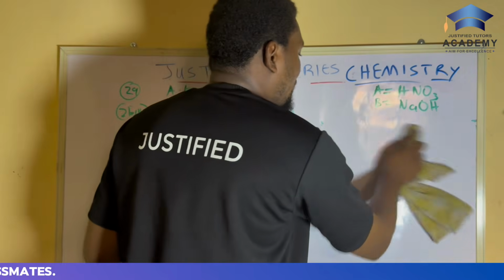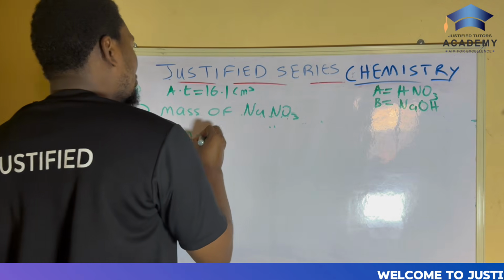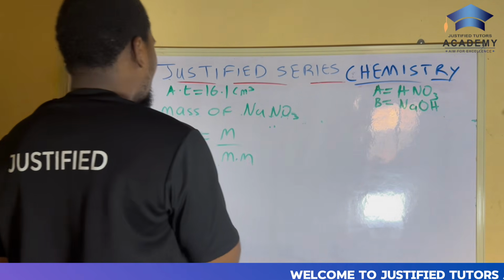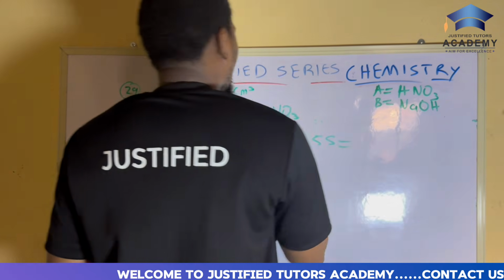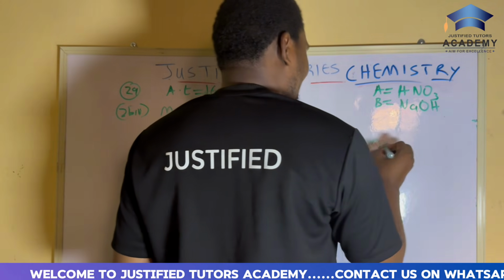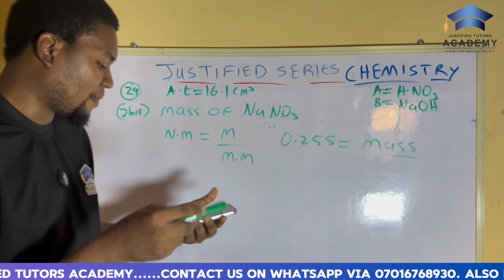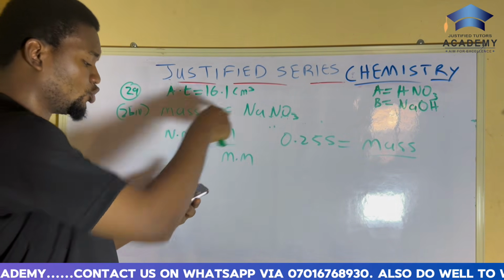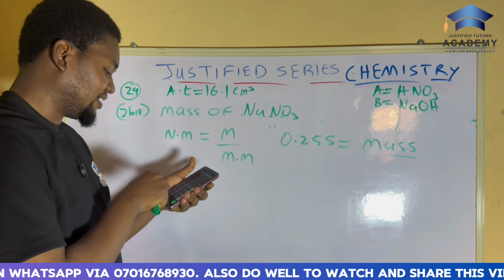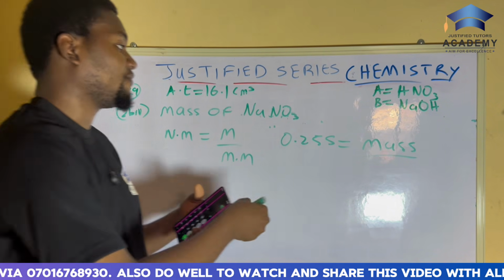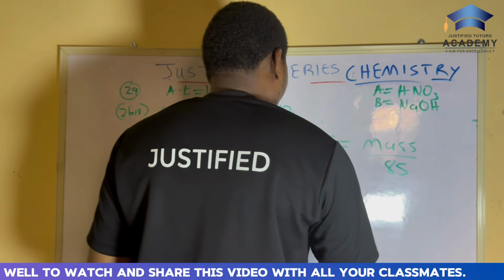Remember, the formula for number of moles normally is mass over molar mass. And since we know that our number of moles here is 0.255, it will be 0.255 equals mass over the molar mass of NaNO3. The molar mass of NaNO3: we have sodium, which is 23, plus nitrogen 14, plus 16 times 3, that's 85. So that would be over 85. So now mass, this times this.